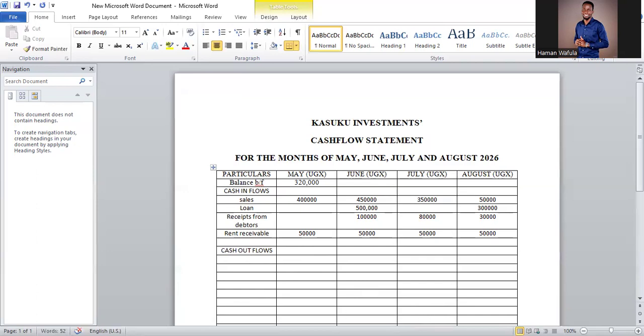Outflows. So the first cash outflow here, we have purchases. We were also given a unit, so we are going to simply be multiplying so that we get how much it is per month. So we shall have our purchases. For the first month, 700 units times 200 per unit, that is 140,000.